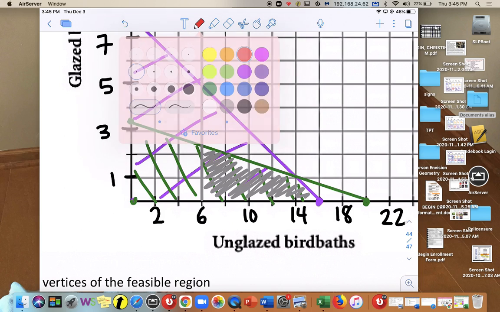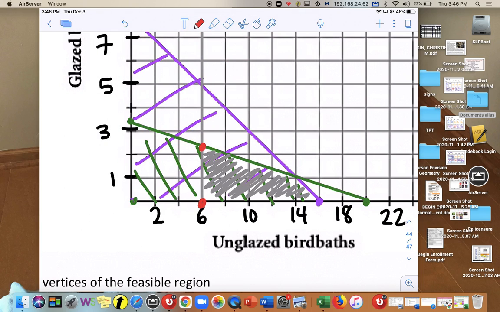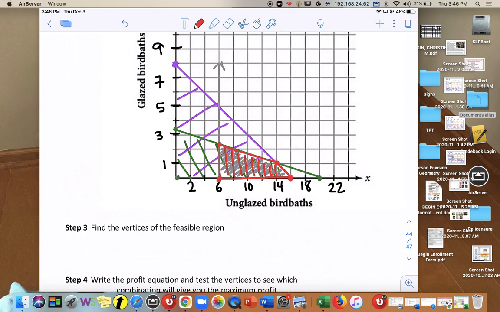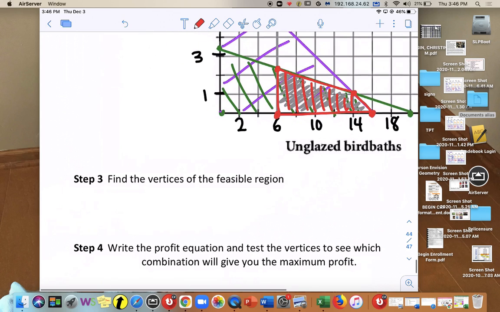Let me find the vertices. Okay, so those are the vertices of this feasible region where it's shaded for all of these. So our answer is either on the line or in here, any combination on the lines or inside the triple shaded region. Any of those will work for combinations of bird baths. So let's write down the vertices.